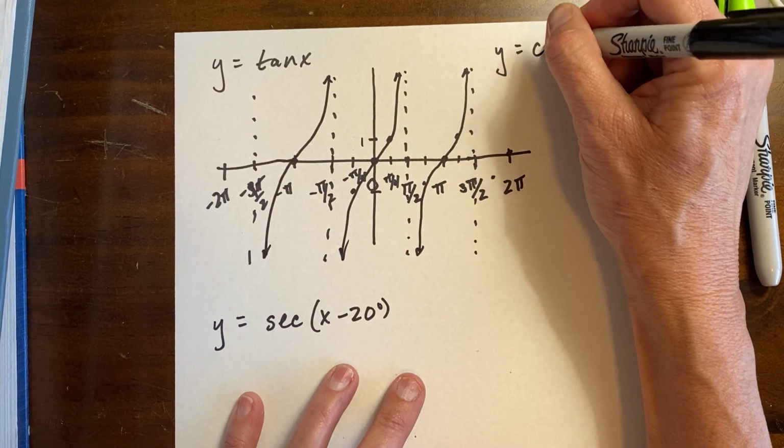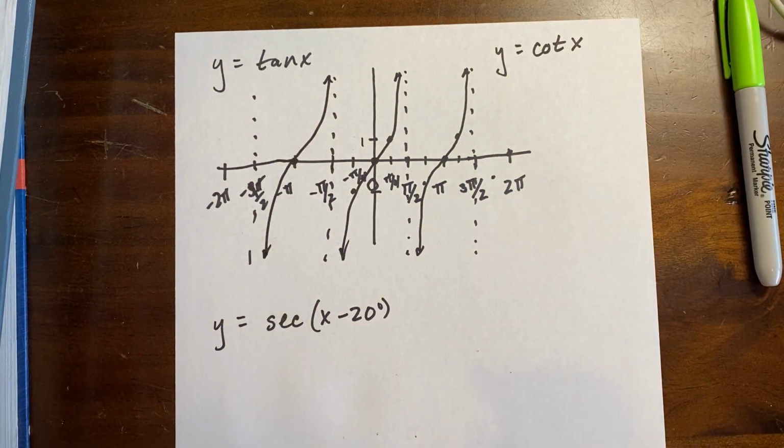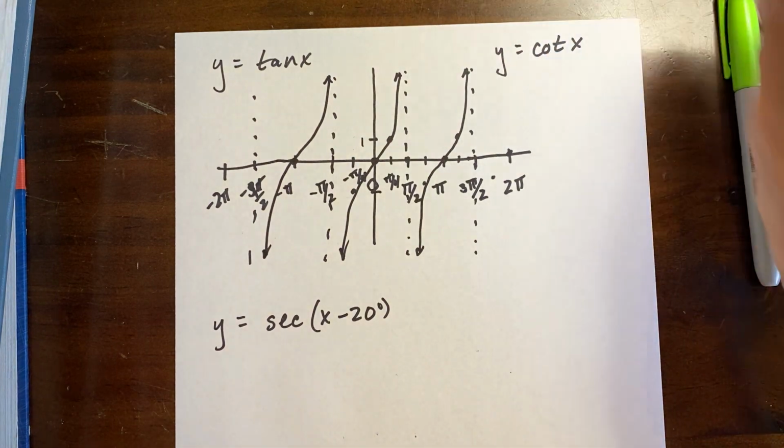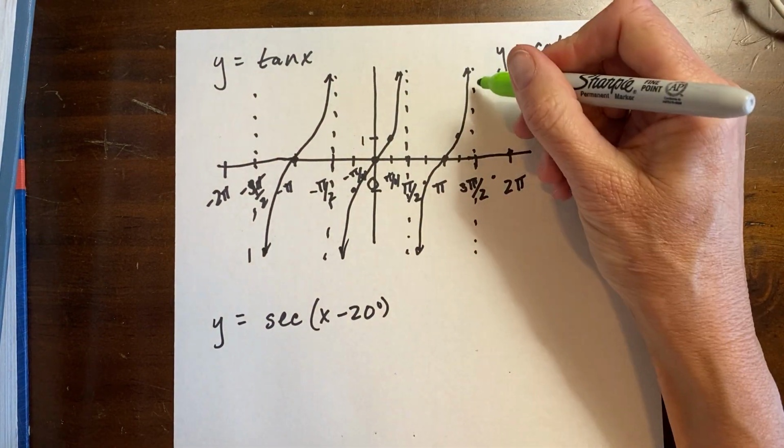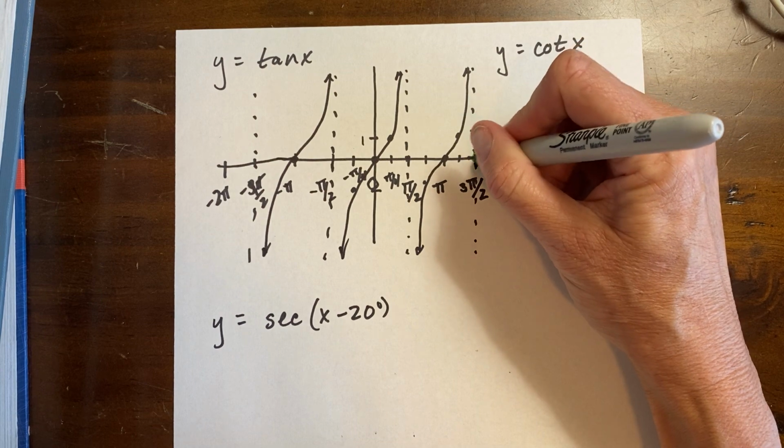But what about the cotangent function? Again, let's use our markers. The reciprocal of undefined in this case will be 0.